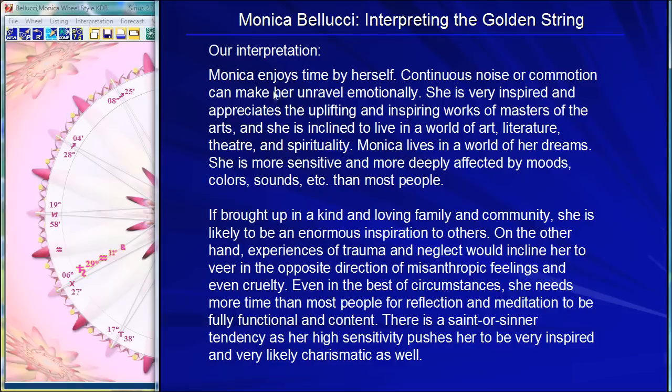So if I was to, for example, write a computer interpretation of what this Moon, Saturn, Uranus, Neptune pattern means, here's the interpretation I would give. Monica enjoys time by herself. Continuous noise or commotion can make her unravel emotionally. She is very inspired and appreciates the uplifting and inspiring works of masters of the arts, and she is inclined to live in a world of art, literature, theater, and spirituality. Monica lives in a world of her dreams. She is more sensitive and more deeply affected by moods, colors, sounds, etc. than most people.